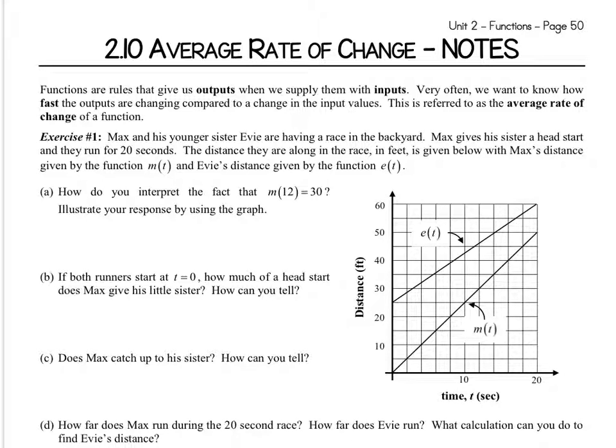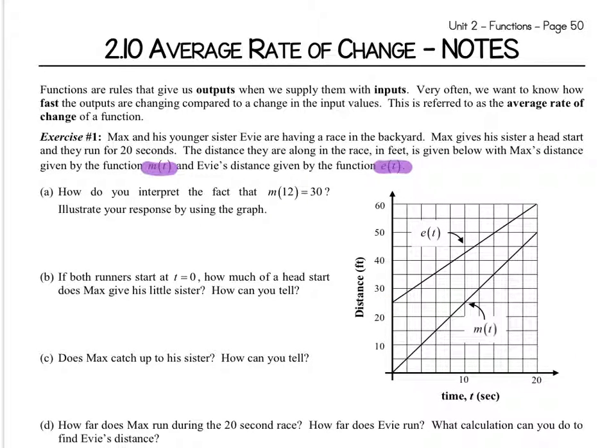So exercise number 1 says Max and his younger sister Evie are having a race in their backyard. Max gives his sister a head start and they run for 20 seconds. The distance they are along in the race in feet is given with Max's distance. His function is m of t, and Evie's distance is given by the function e of t. And if you take a look, both of the kids' graphs are shown below. So here's Max's race and Evie's race.